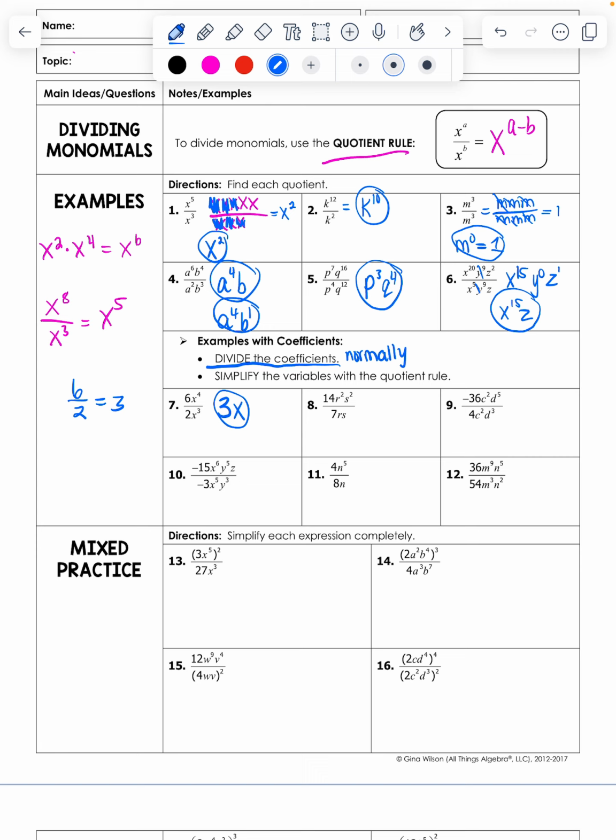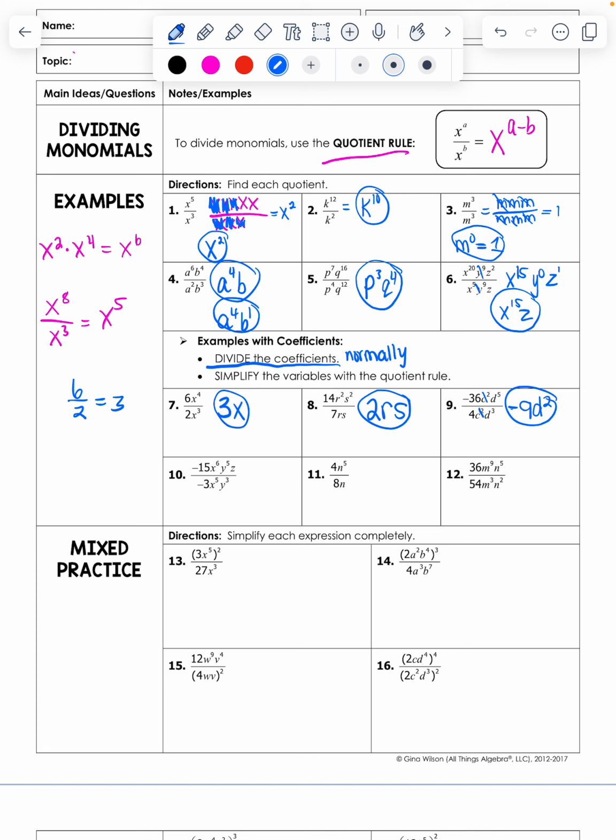14 divided by 7 is 2. R squared divided by r to the first would be r to the first. S squared divided by s would be s to the first. So 2rs. All right, negative 36 divided by 4, that's negative 9. And then the c's are going to cancel because we have the same exact number. C to the 0 just equals 1. And d to the second power.